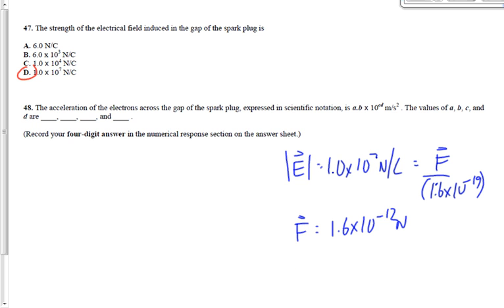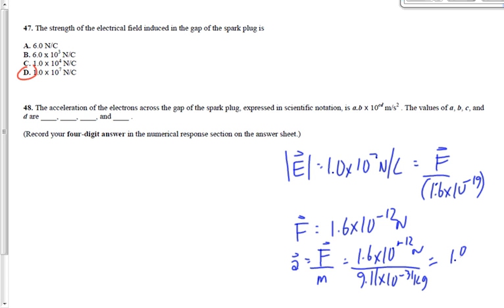And then we're going to say A is equal to F over M. 1.6 times 10 to the negative 12 newtons divided by 9.11 times 10 to the minus 31 kilograms. And what does that work out to be when we do that math? 1.8 times 10 to the 18 meters per second squared.